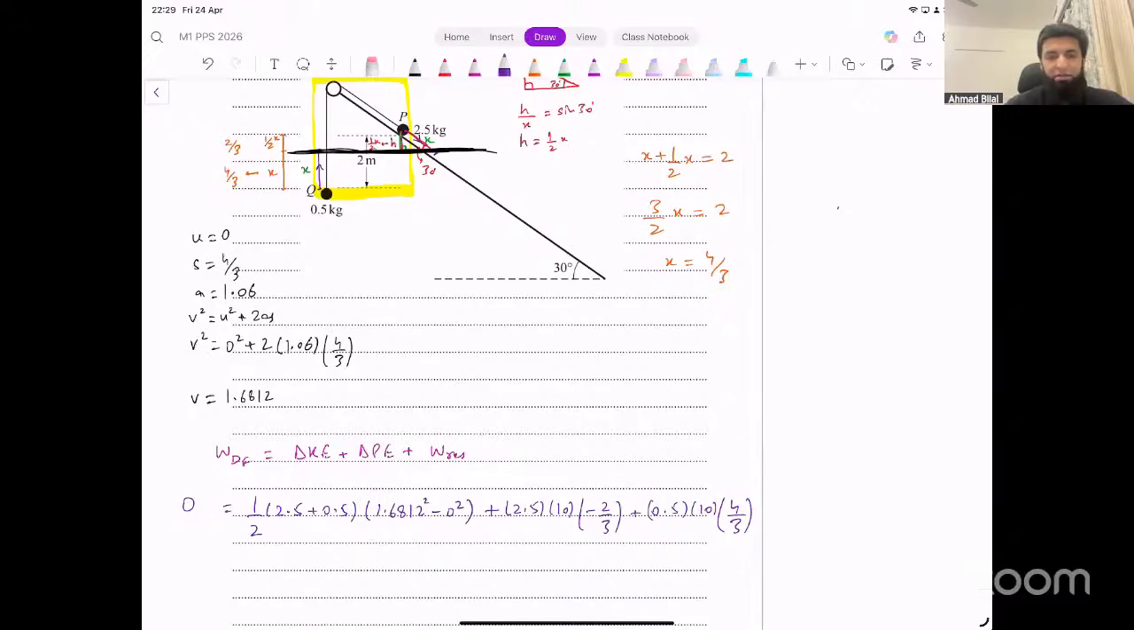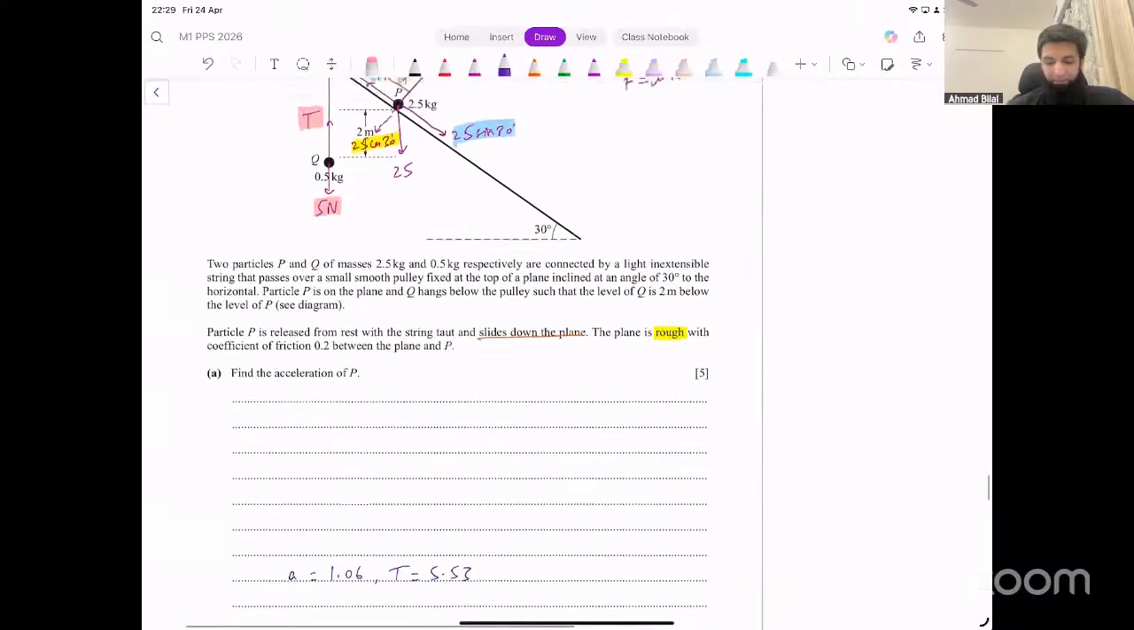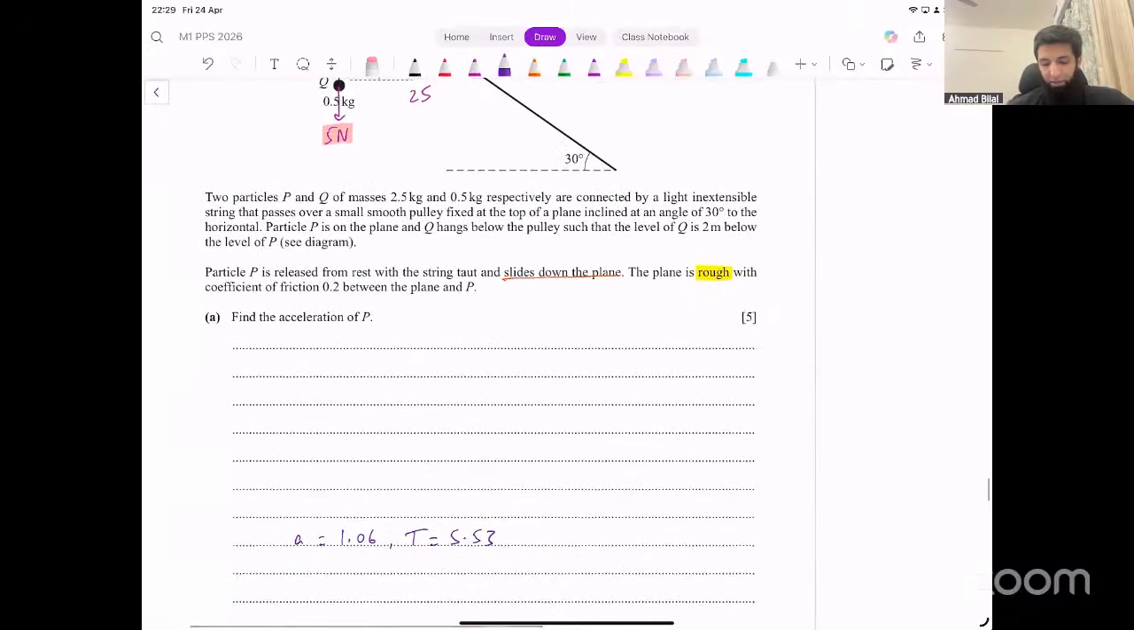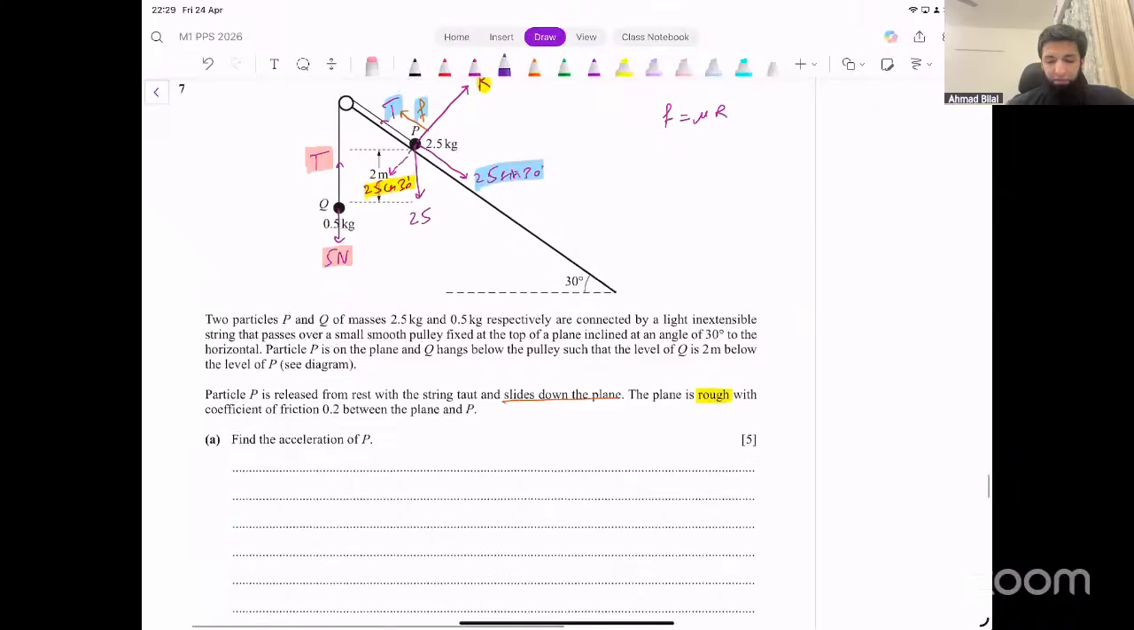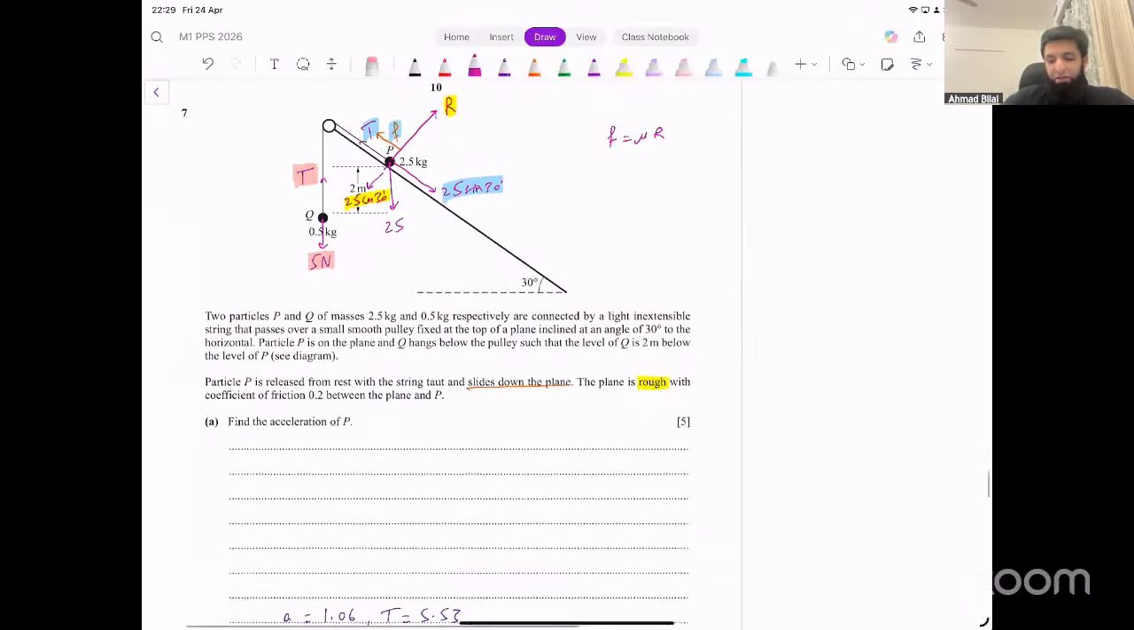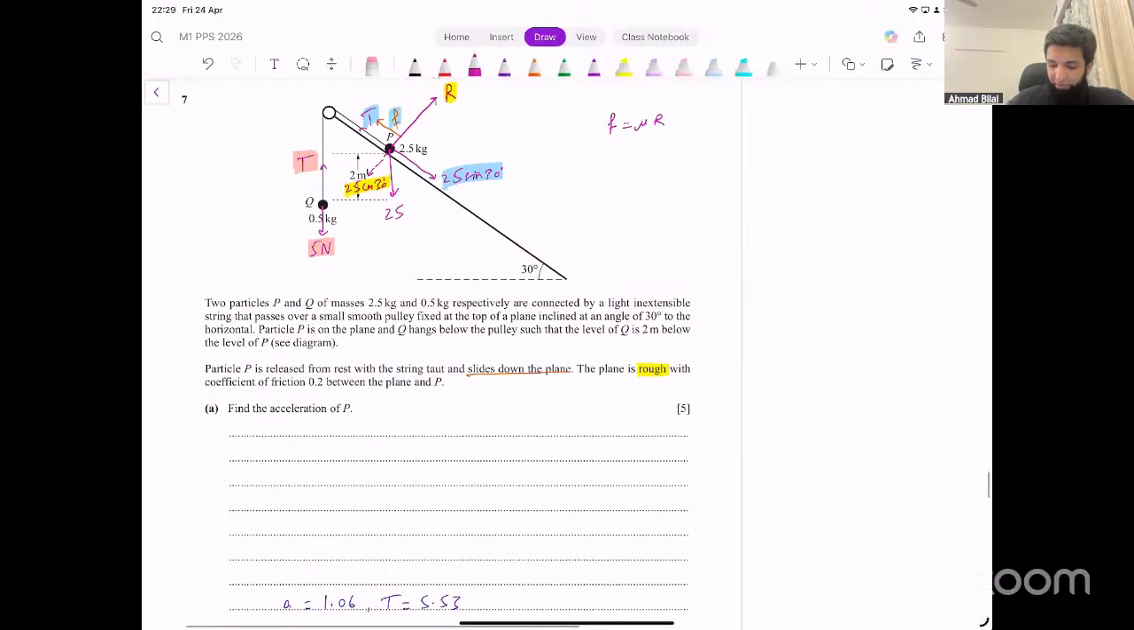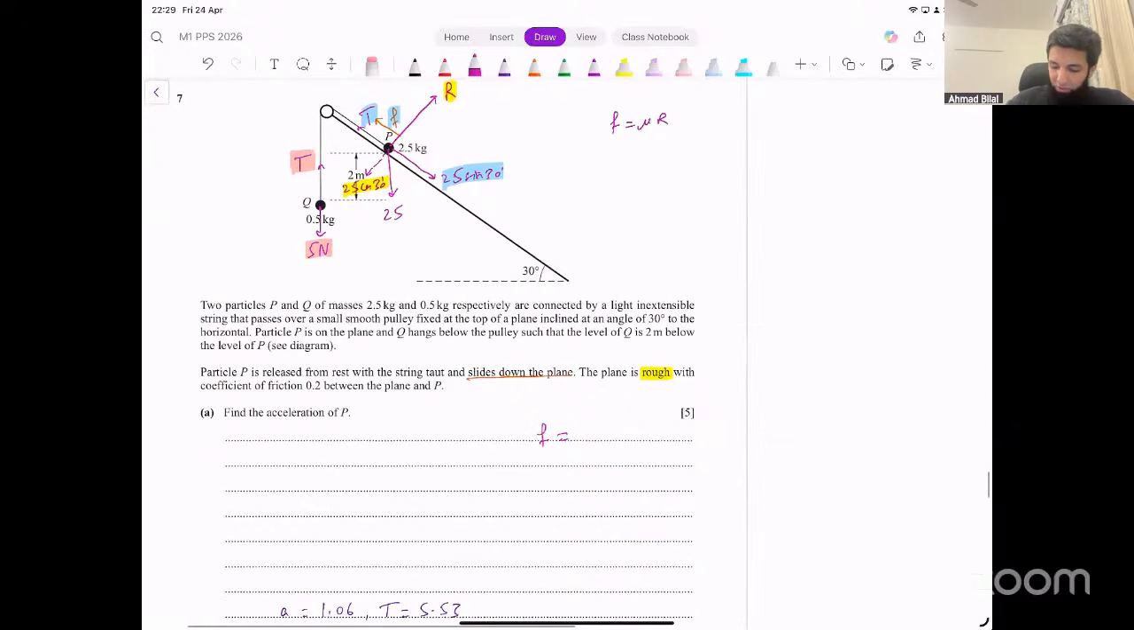And then work done against resistance. Do we have any resistance in this case? We have resistance, right? There's friction involved. Now, do we know the value for friction? You would have done this in the previous part. Friction would have turned out to be equal to mu times R. Mu was 0.2 into R. What was the value for R? 25 cos 30.